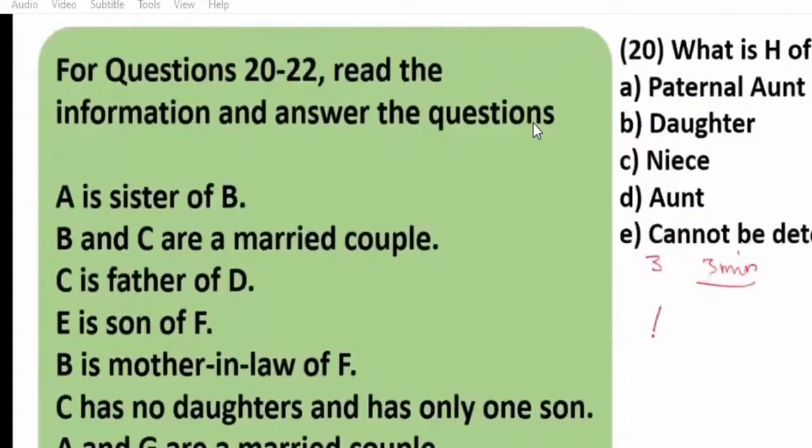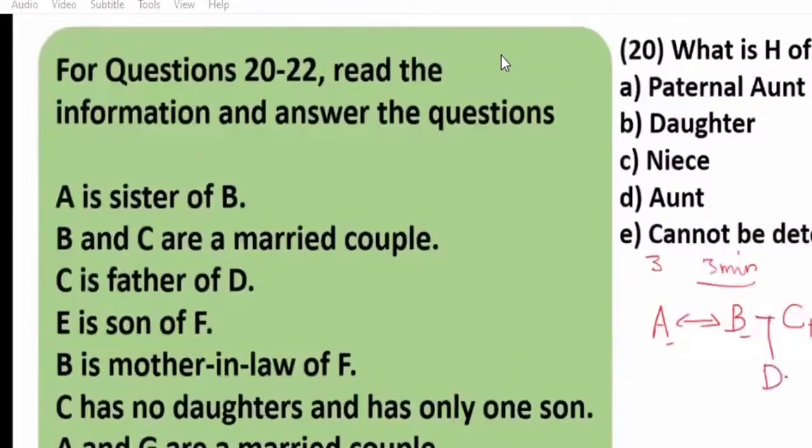A is sister of B, so A is over here and sister of B, so we'll denote sister or siblings by double arrow. B and C are married couples. C is father of D, so C is male, B must be female. A is sister of B, that means A is female.